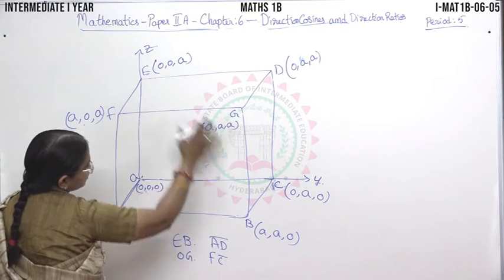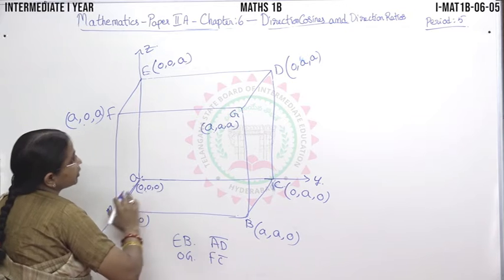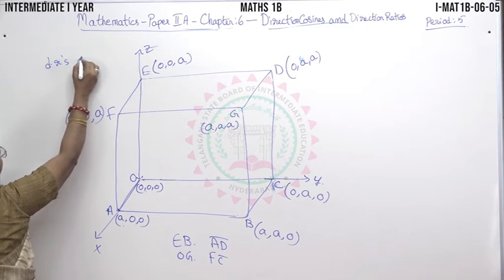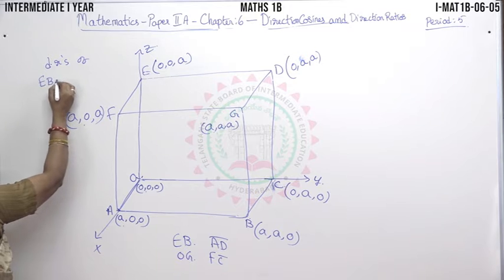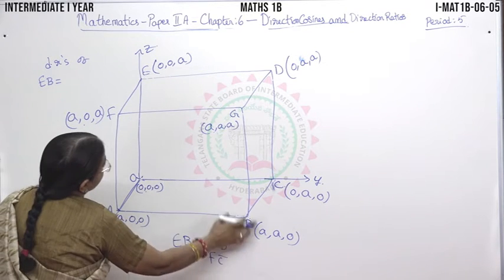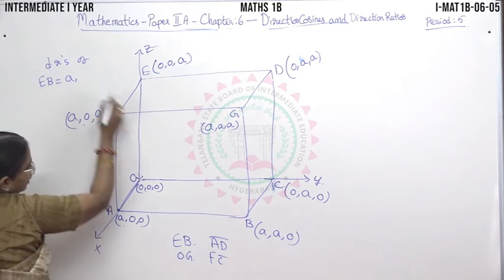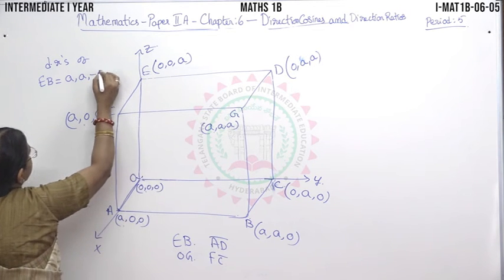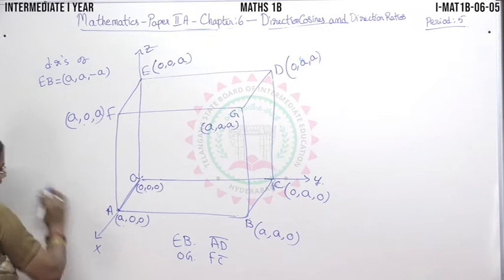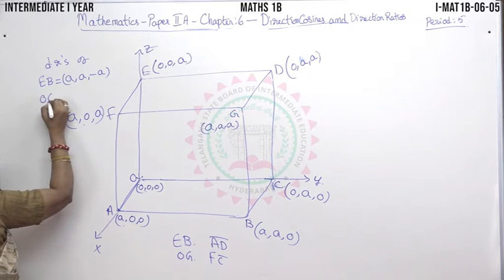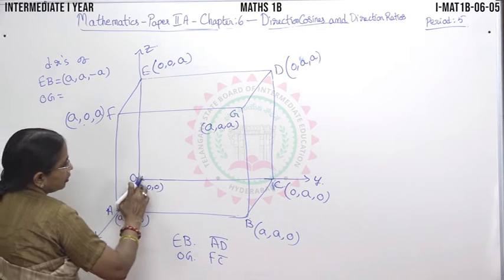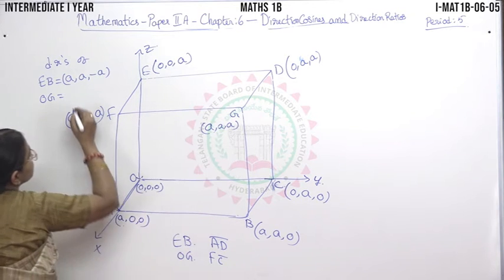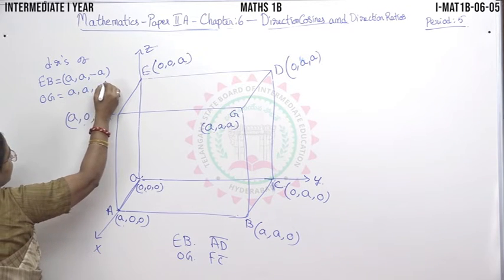Just x2 minus x1, y2 minus y1, z2 minus z1. So the direction ratios of EB are a minus 0, that is a, again a minus 0, a, and then 0 minus a, that is minus a, like this. Now the direction ratios of OG, origin O and G: a minus 0, a minus 0, a minus 0. So that will be a, like this.